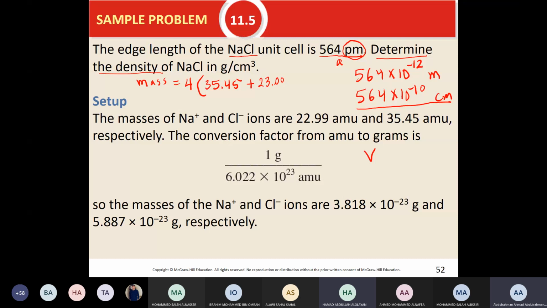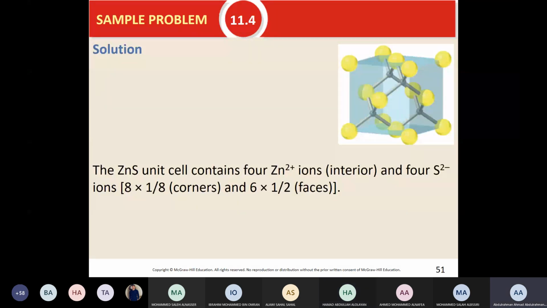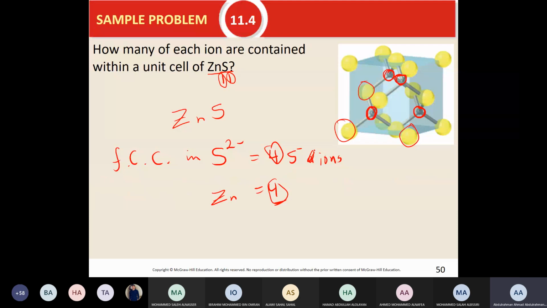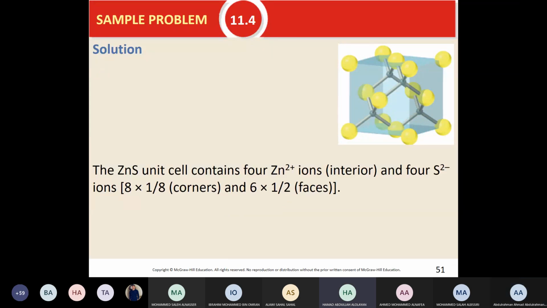Now I will tell you. For example, this one, I told you it's a face-centered cubic with S. And then I told you to find the zinc. Clear? So it will be given in the question.